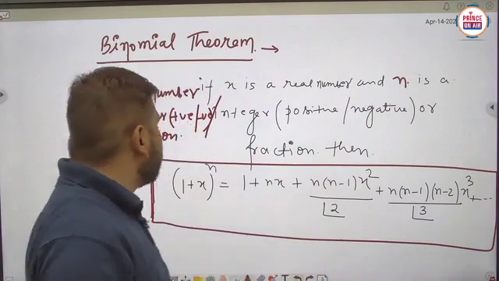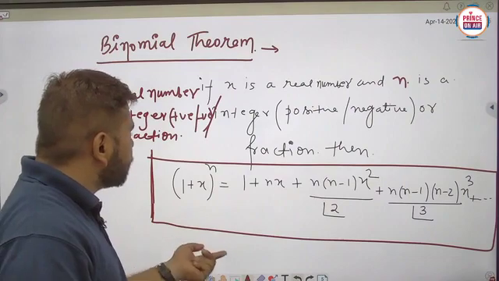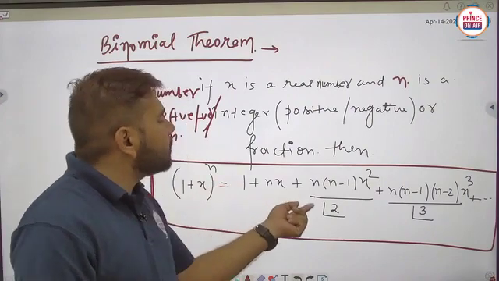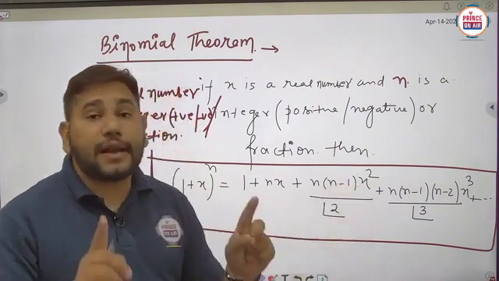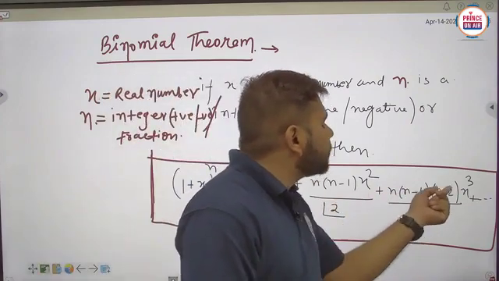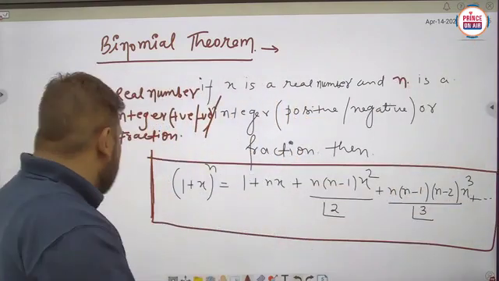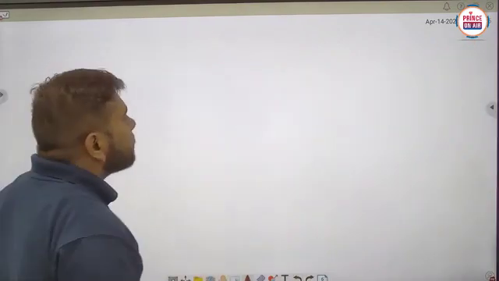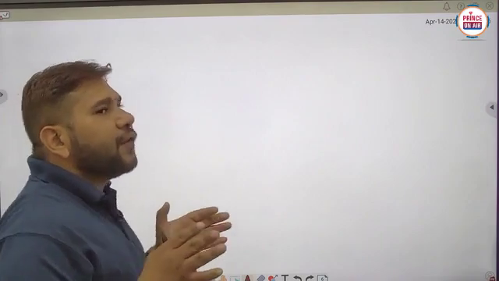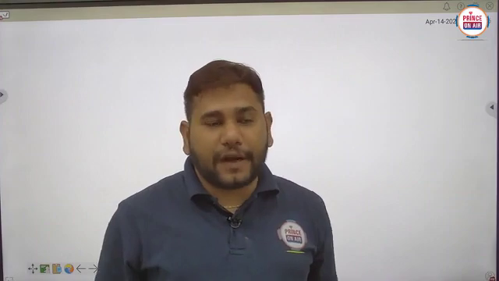What will be the formula? 1 plus x the power n is equals to 1 plus nx plus n into n minus 1 x square upon factorial 2 plus n into n minus 1 n minus 2 x cube upon factorial 3 and so on. So now the next point is how we can find out the value of factorial. What is meant by factorial?